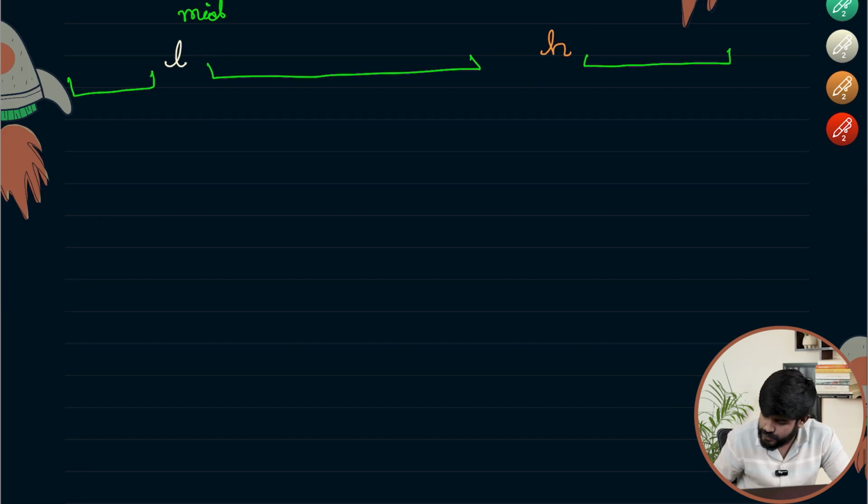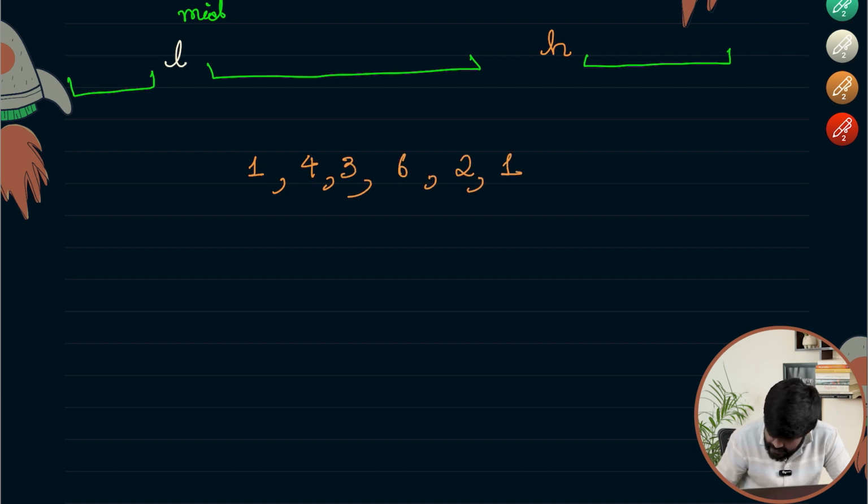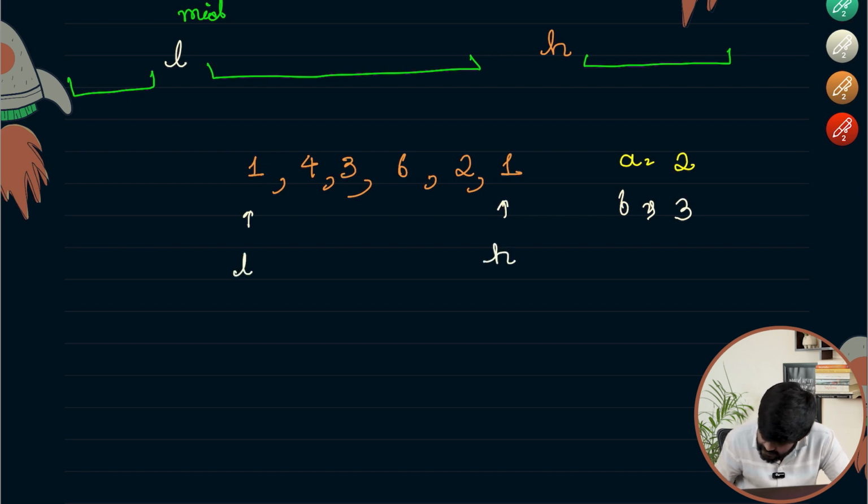Let us see this. Let's say the array is, I would just modify it a bit, 1, 4, 3, 6, 2 and 1, and the value of A is 2 and the value of B is 3. Okay, now see this thing. Initially this is low, this is high, and this is the mid.